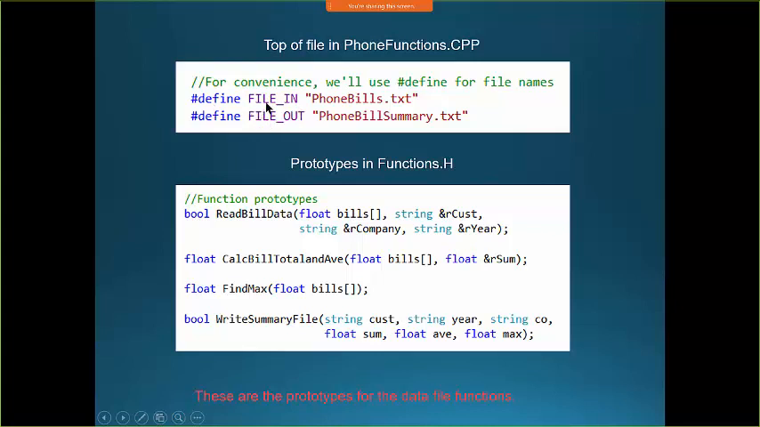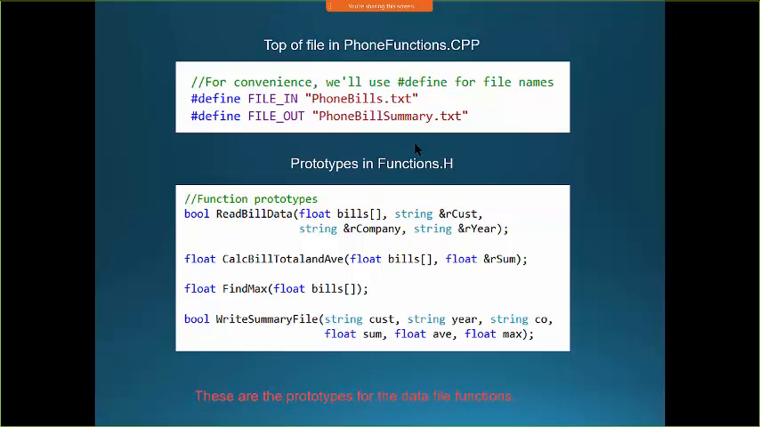They use a define statement to define file in and file out. This is a really good practice as a programmer. Anyone know what the term magic number means in programming? A magic number is when you're reading your code and suddenly there's just some arbitrary number, like 12, inserted into some variable, and you don't know what 12 is.